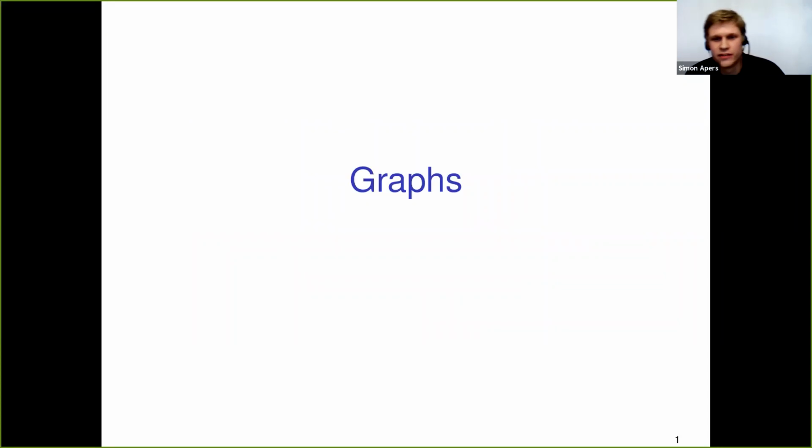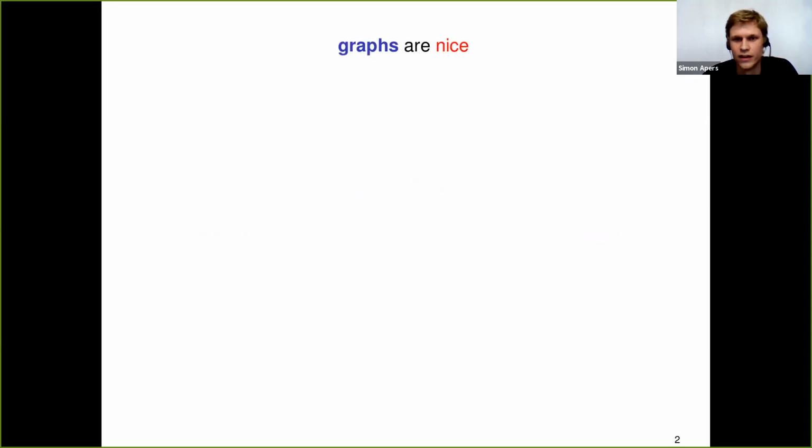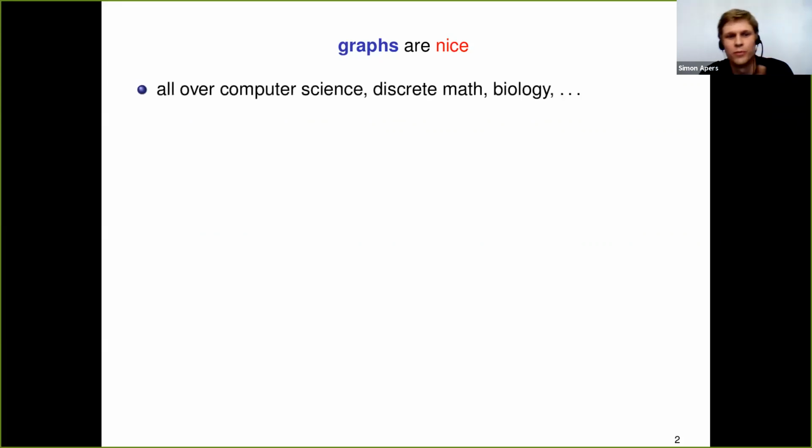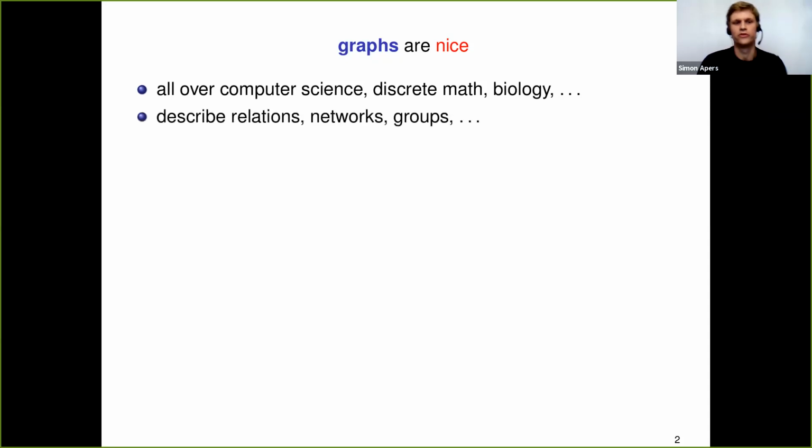So unsurprisingly, this talk is about graphs, and I'll just make two claims. One is that graphs are nice, at least I think so. Graphs show up all over computer science, discrete math, biology, and so on. And they can be used to describe abstract things like relations, networks, groups, and again, many more. Now, a second claim that I want to make is that sparse graphs are nicer. What do I mean by sparse graphs? By sparse graphs, I mean graphs that have fewer edges, roughly. So I'll go into details of that.